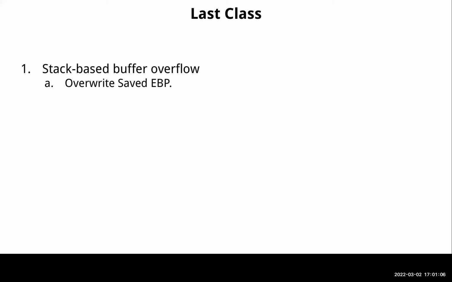Last class we talked about how to overwrite the saved EBP. So we do not have to overwrite the return address, but we can still control the EIP, let the EIP jump to our shellcode. If we can only overwrite the saved EBP, we can basically create a fake stack frame for the upper layer function. So eventually the upper layer function will return to our shellcode.